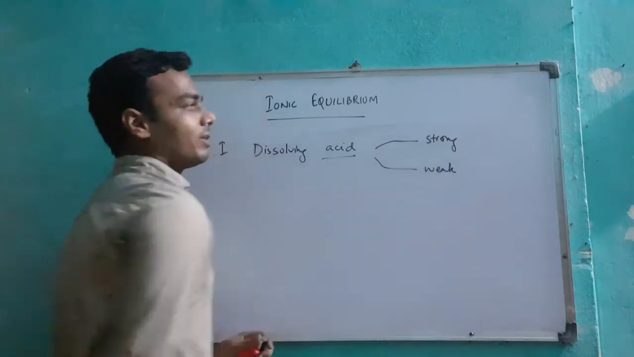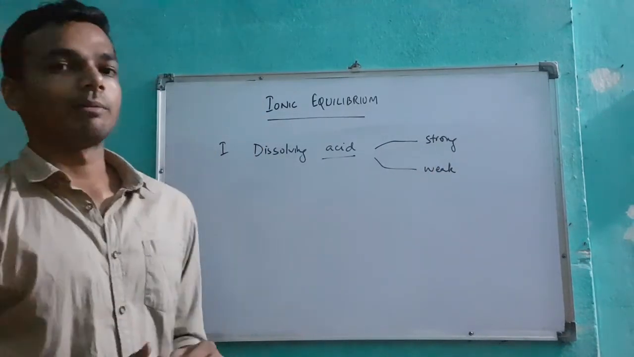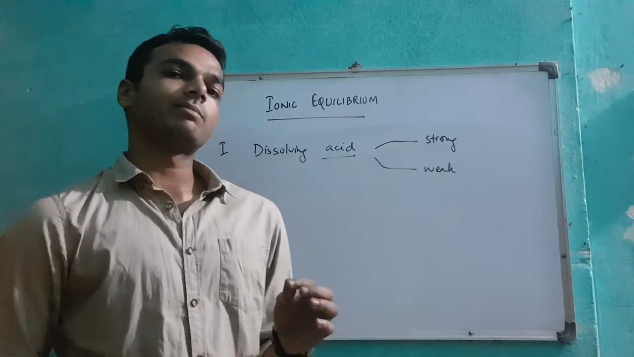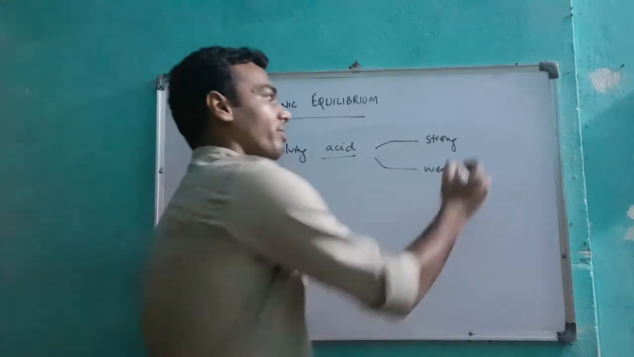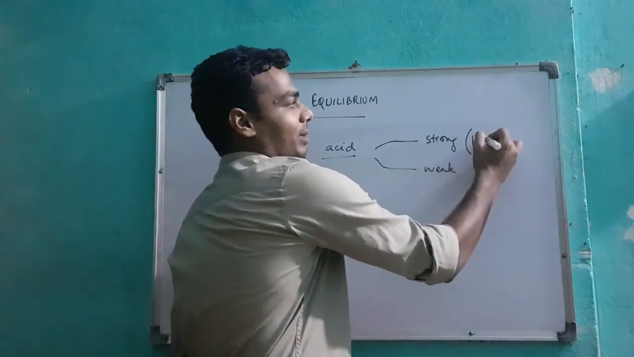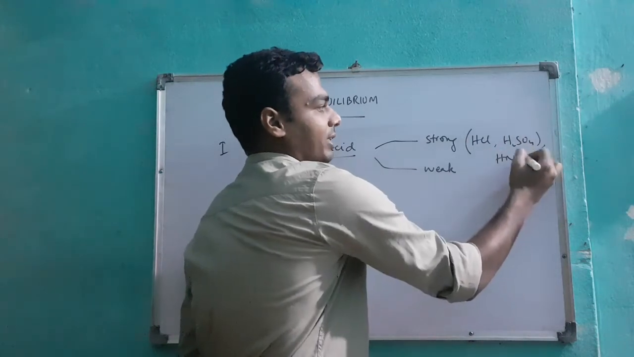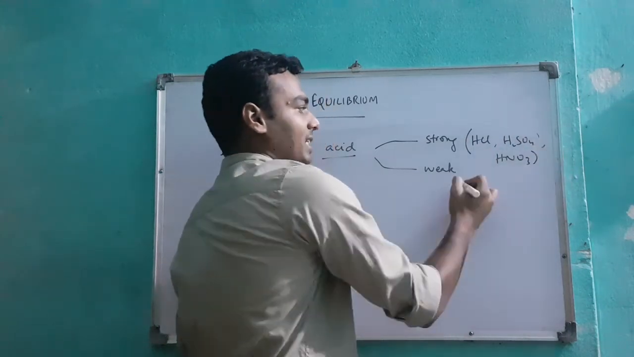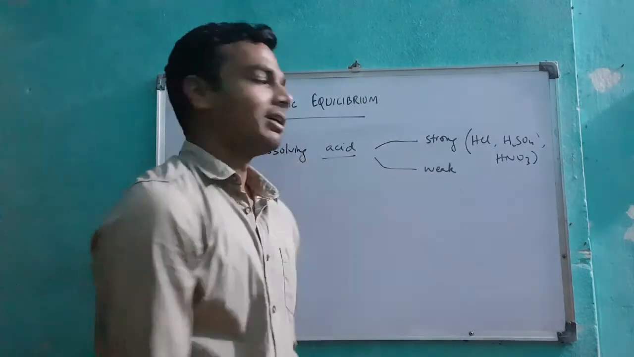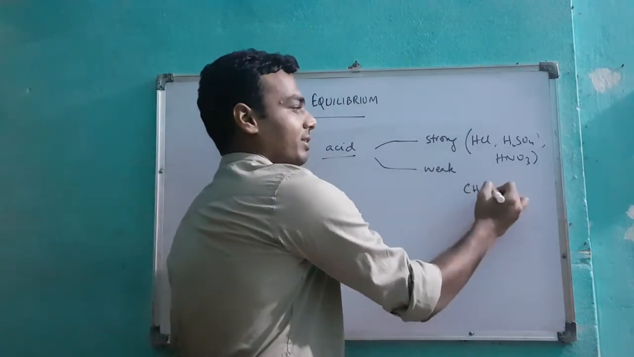In this chapter, we will not delve into many acids by example. So some minimum common examples are very essential. Strong acids, some of the famous examples are HCl, H2SO4, HNO3. An example of a weak acid is CH3COOH.